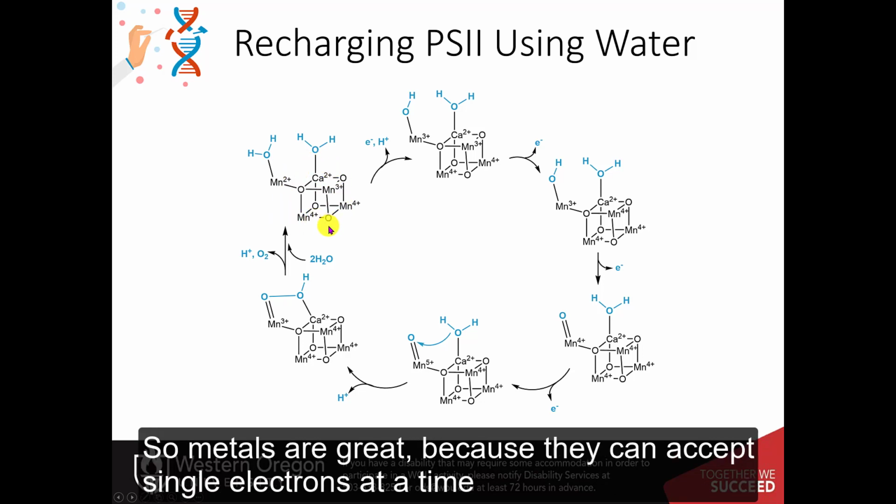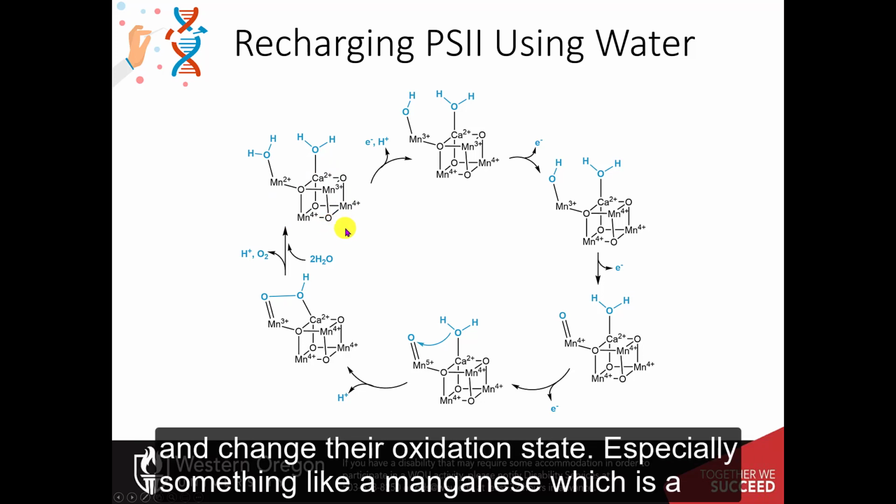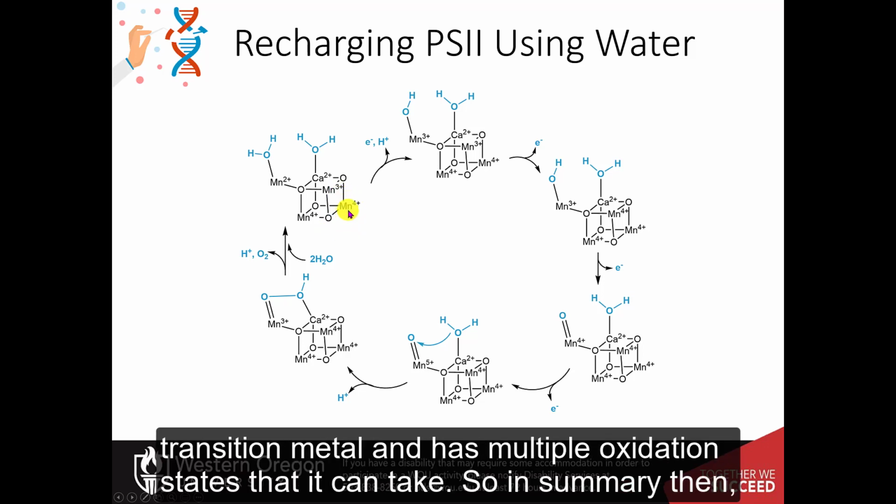So metals are great because they can accept single electrons at a time and change their oxidation states, especially something like manganese, which is a transition metal and has multiple oxidation states that it can take.